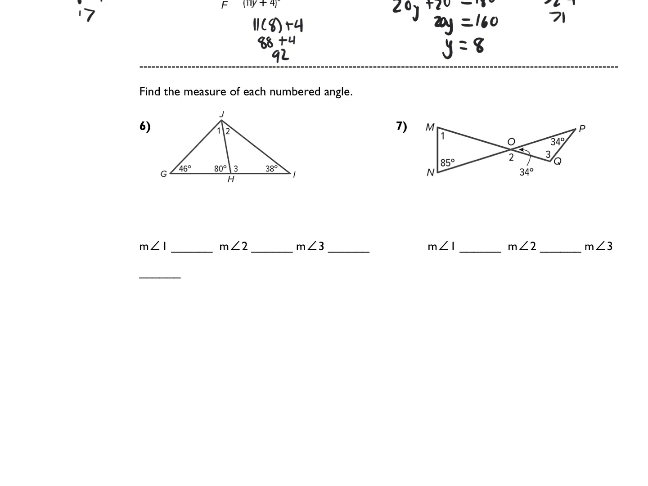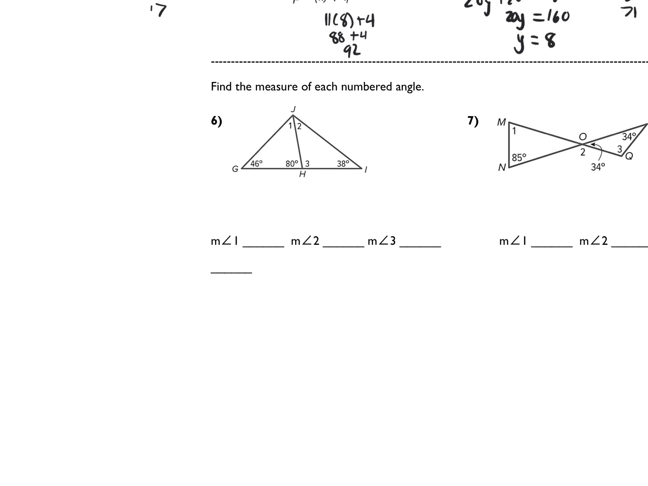Next, looking at these triangles, 1, 2, and 3 angles here. Looking at angle 1 first. 46 plus 80 plus measure of angle 1 is equal to 180. So that is 126 plus the measure of angle 1 equals 180. So the measure of angle 1 is equal to 54.